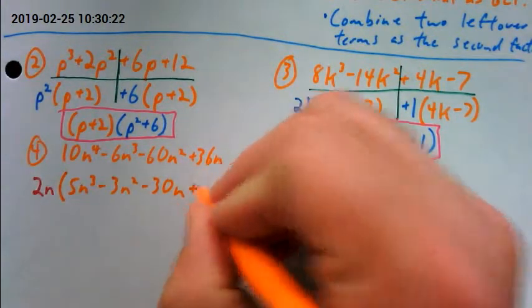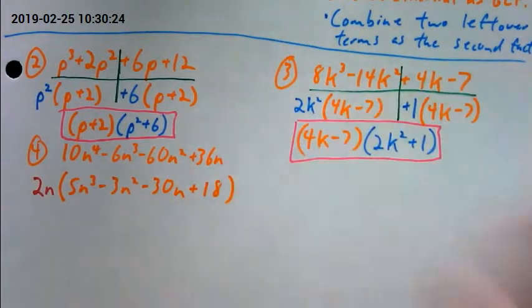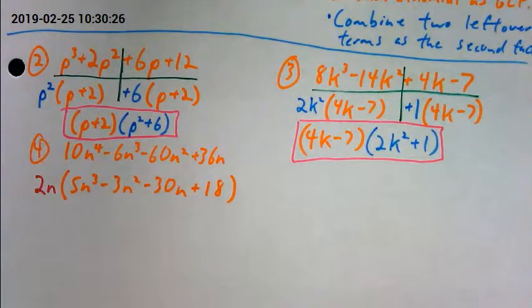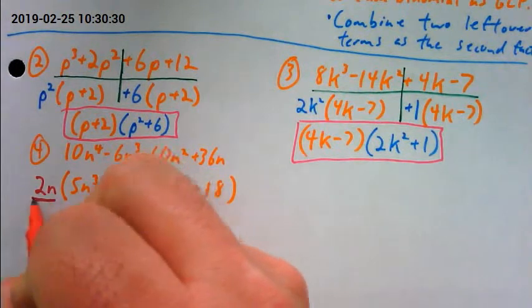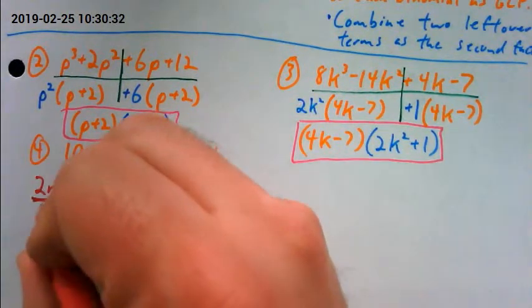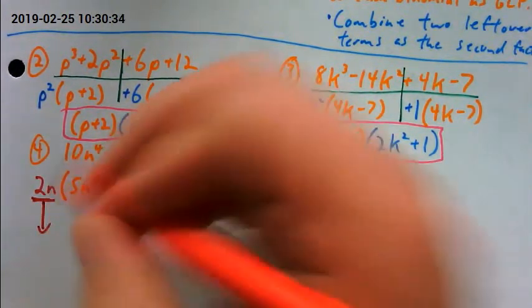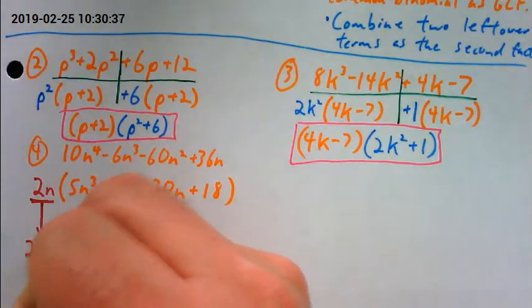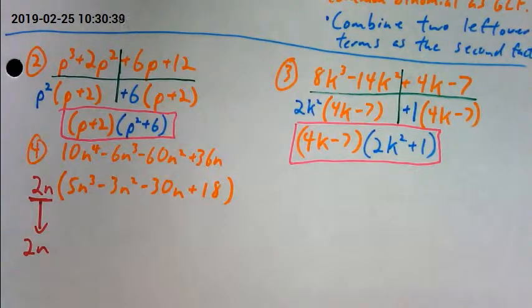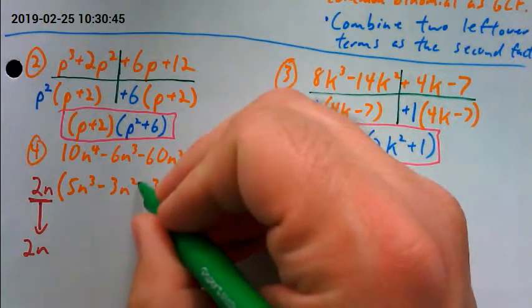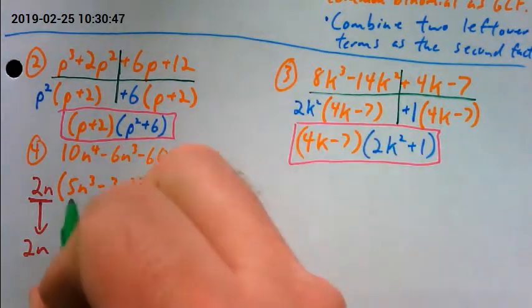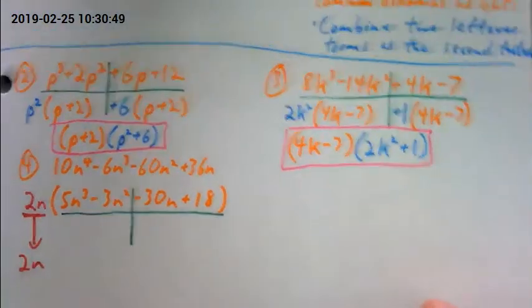30n plus 18. Now, for the next step, we don't need this 2n. So I'm going to drop it down past the next step because we still need it as a common factor in the end. But for the next step, we're doing the factoring by grouping, we don't need it. So drop it on down. Again, we'll need it at the end.